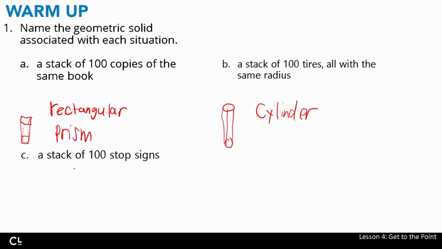And last but not least, a stack of 100 stop signs. Stop signs we know are octagons. So if we keep stacking them just like the books, it's going to give us a prism. But we're going to call this an octagonal prism. An octagonal prism. Bang, bang, boom. Nice and easy.